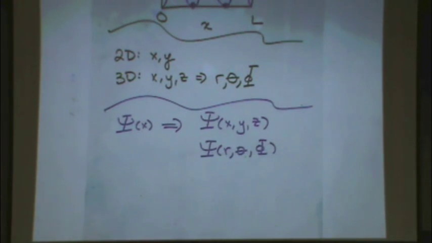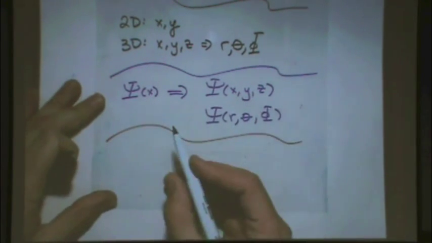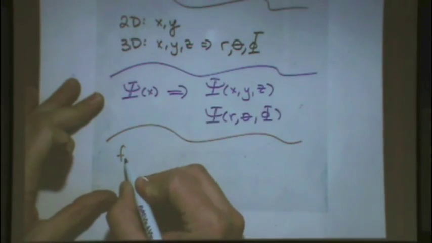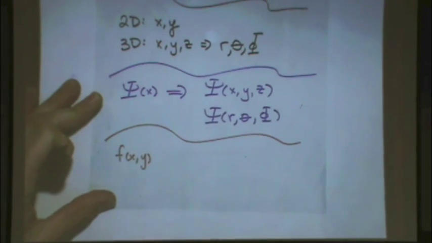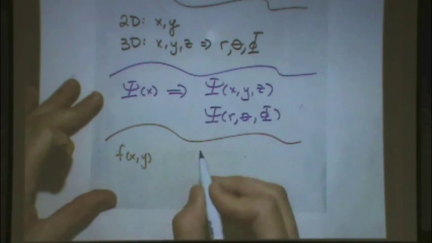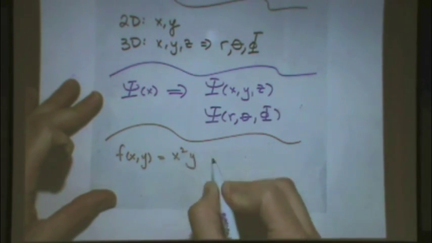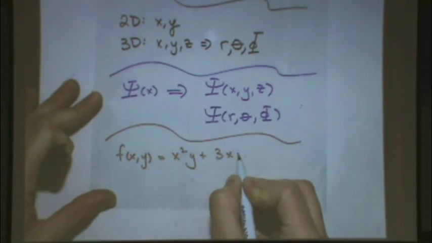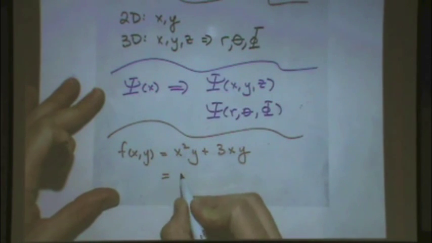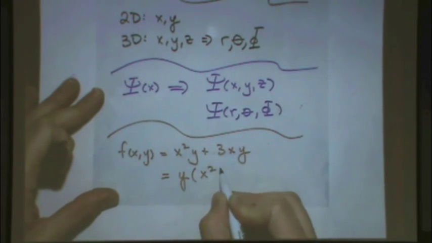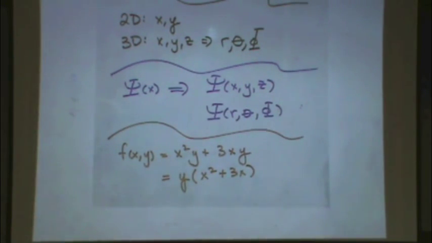Okay. Now we've got to do more math craziness here. Let's say I had a function. I'll use f, because we like the letter f. A function of x and y. And let's say that function is x squared y plus 3xy. Just as an example. Is it okay that I can factor y out of this? x squared plus 3x. Okay, I factored out y.